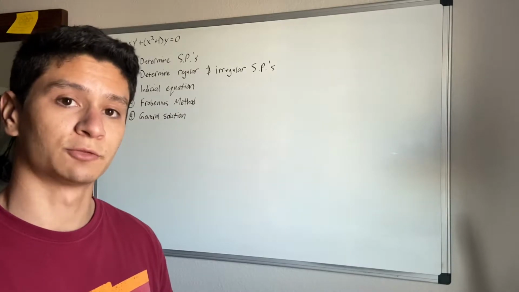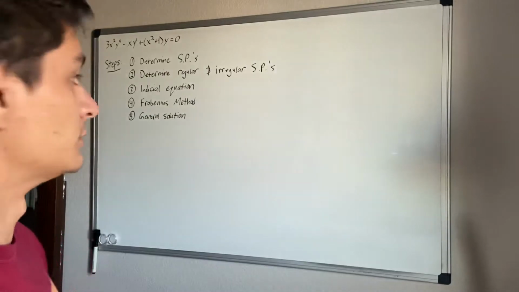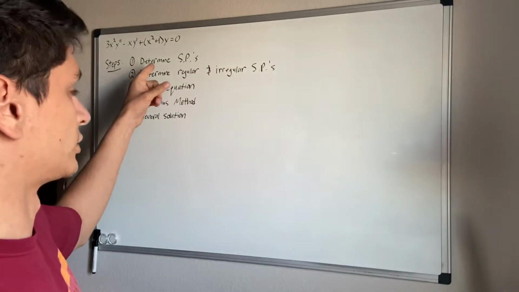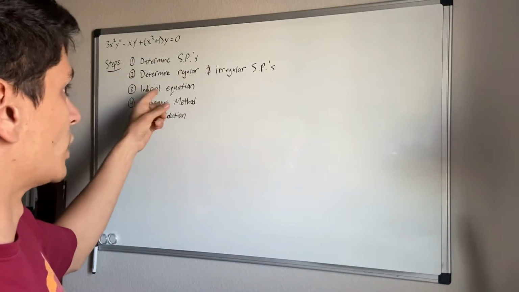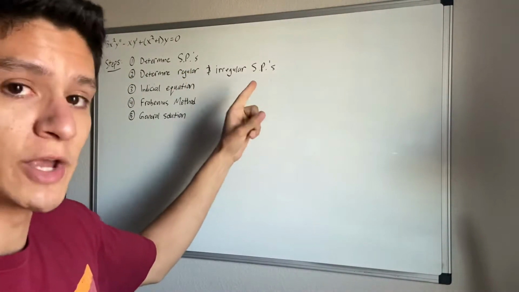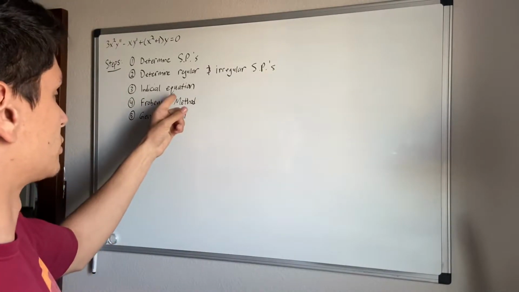How to solve a differential equation using the Frobenius method. There are 5 steps you want to follow. The first step is to determine the singular points. The second step is to determine whether these are regular or irregular singular points. The third step is to find the indicial equation.